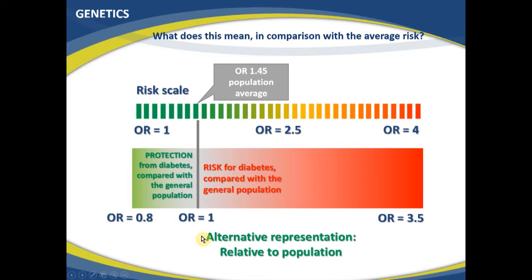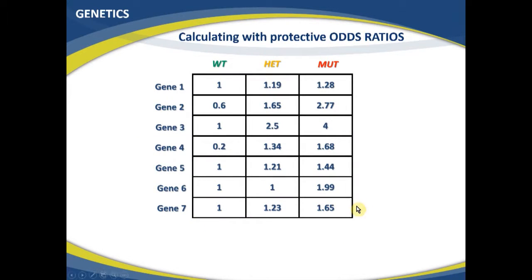So sometimes you will see odds ratio of 1, it might mean the optimal genetic profile. Sometimes you see odds ratio of 1, it might mean the general population. And usually when you see an odds ratio for a genetic result that is lower than 1, that means they took the general population as the standard where everything else is calculated relative to. So you can have a genetic result that gives you an odds ratio of lower than 1. And this is how you calculate with protective lower than 1 odds ratios.